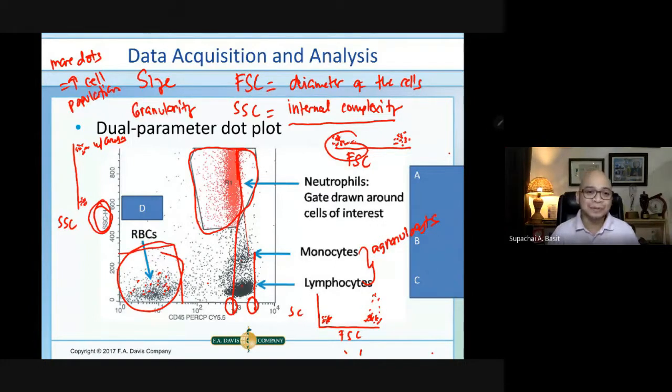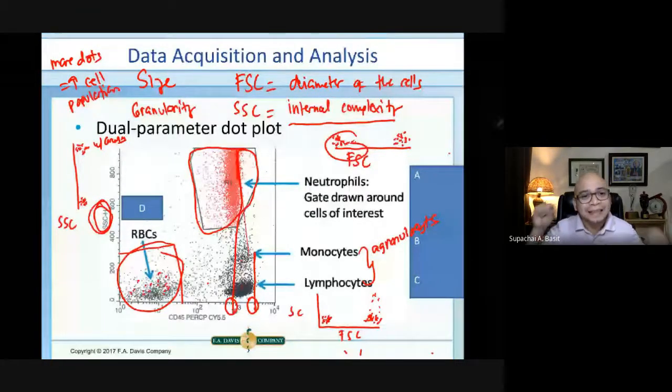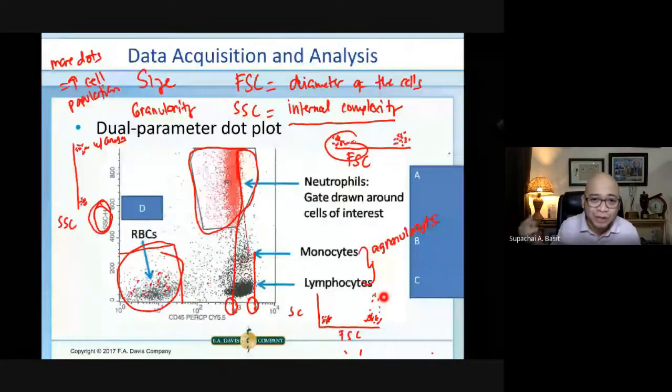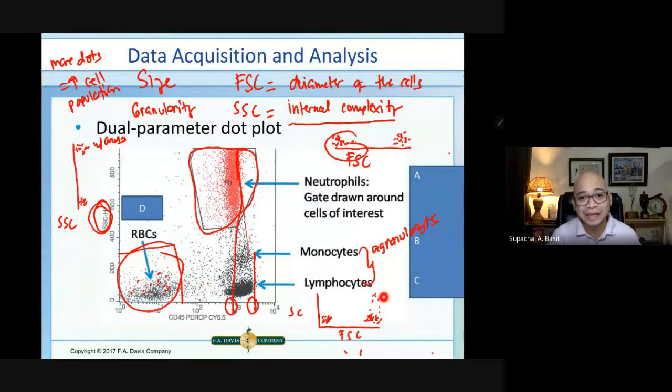Okay, so then take a look at the intensity. Lymphocytes and monocytes. Lymphocytes are darker as compared to monocytes, meaning to say there are more lymphocytes as compared to monocytes. And take a look at neutrophils. It is much darker as compared to the monocytes. So meaning to say there are more cell population of neutrophils than the monocytes. Okay, so this is how we analyze the dot plot in flow cytometry.